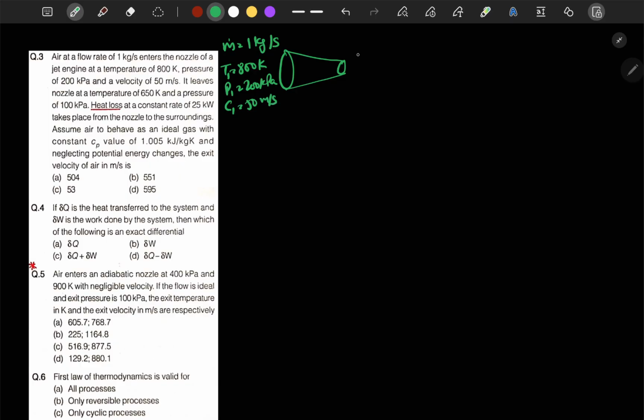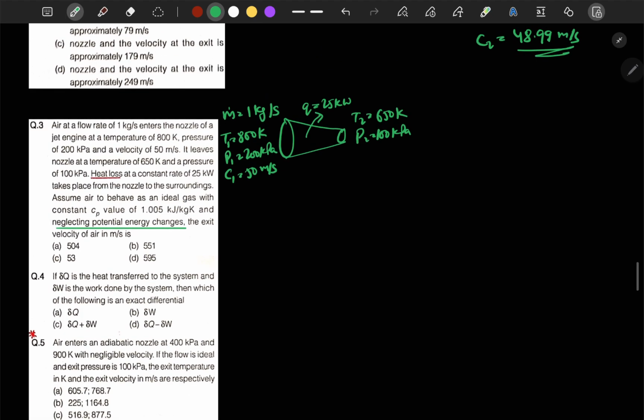It leaves the nozzle at a temperature T2 is equal to 650 Kelvin and pressure P2 is equal to 100 kilopascal, and heat loss at a constant rate. So it is given that the heat loss to surrounding is 25 kilowatt. Assume the air to behave as an ideal gas. Cp value is given as 1.005. Neglect the potential energy change. Find the exit velocity of the air.